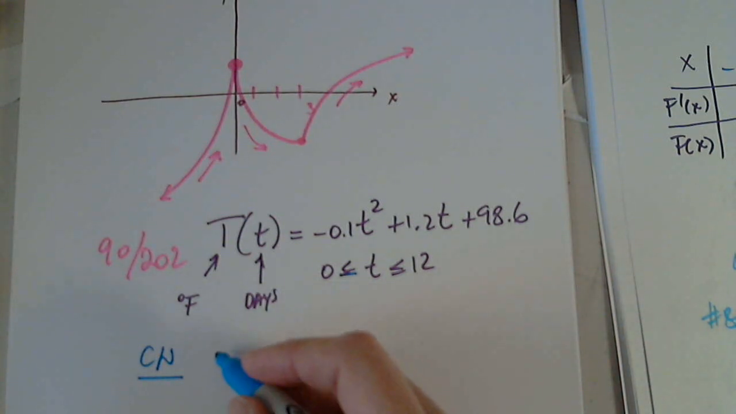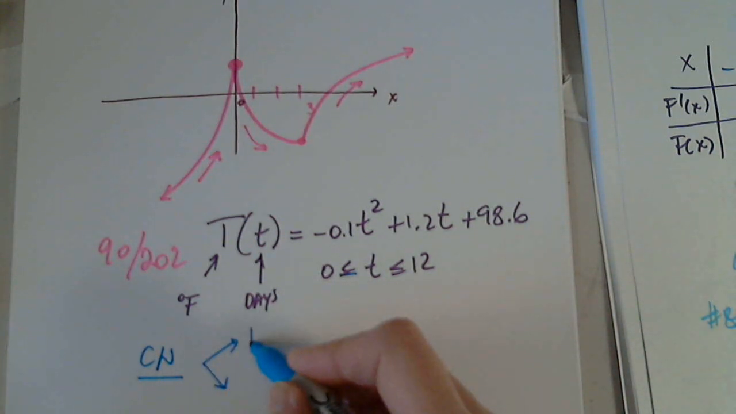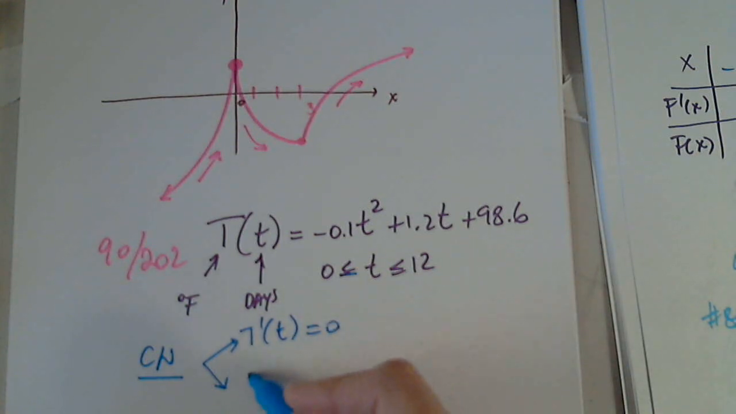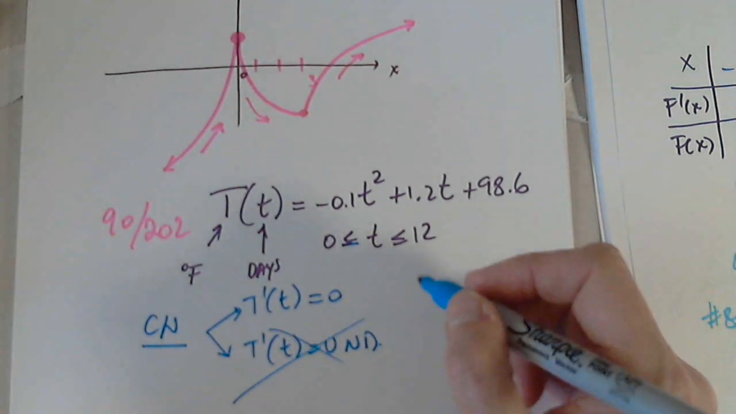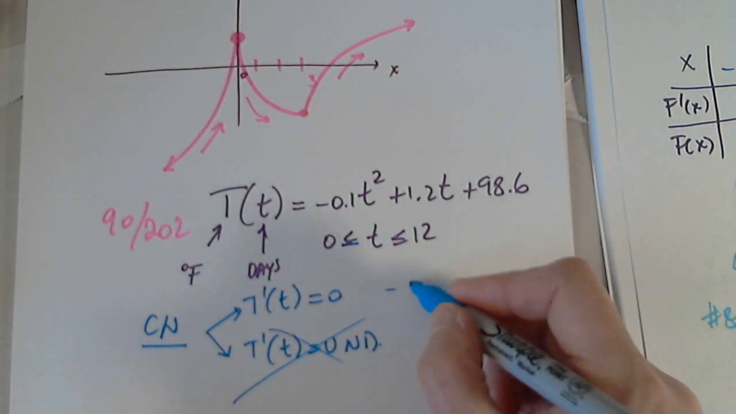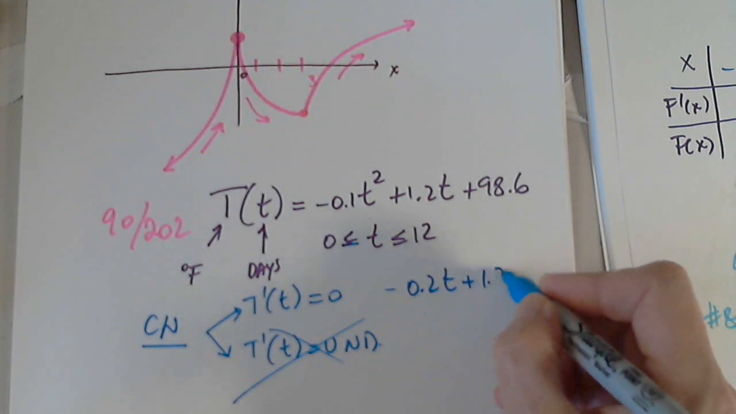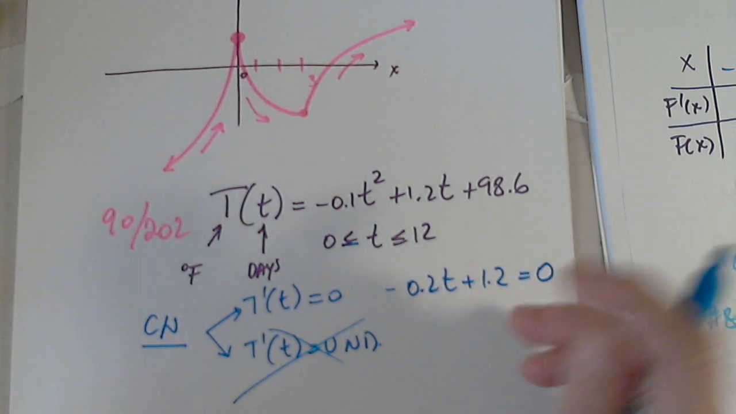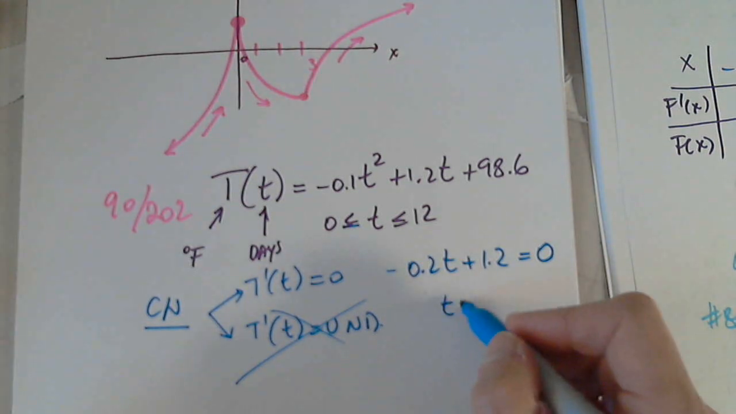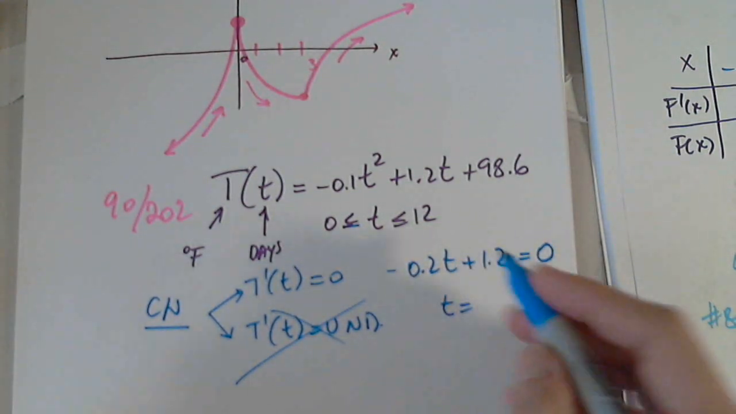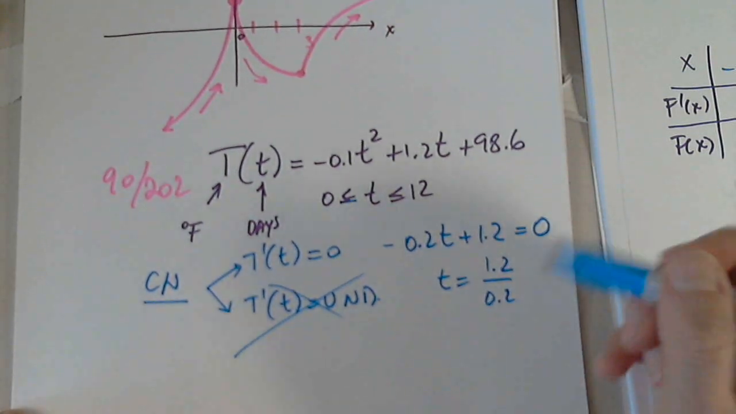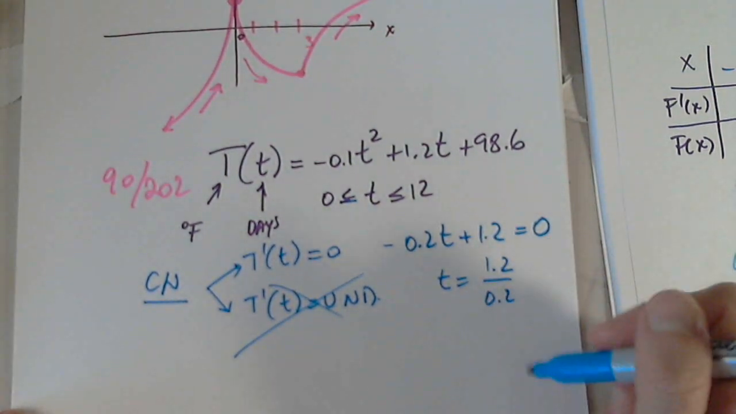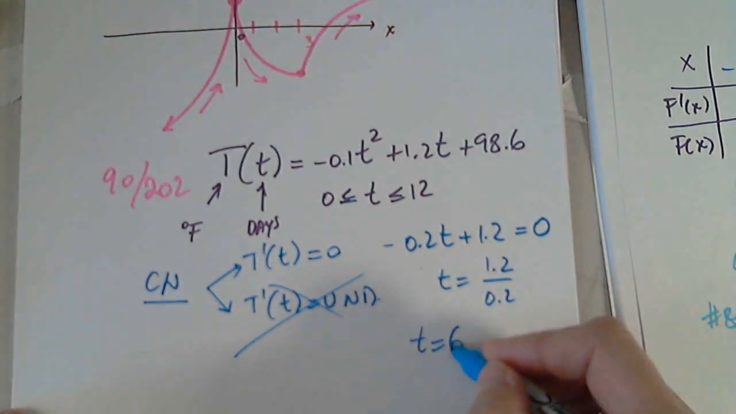And we know that the critical number or critical numbers come from T prime of t equal to 0 or T prime of t being undefined. Well, we are talking about a polynomial function. That's not possible. So when I find T prime, I get negative 0.2t plus 1.2, and I set it equal to 0. And then t will be negative 1.2 divided by negative 0.2, which is 1.2 divided by 0.2, which is 12 divided by 2. I multiply top and bottom by 10, so 6 days.